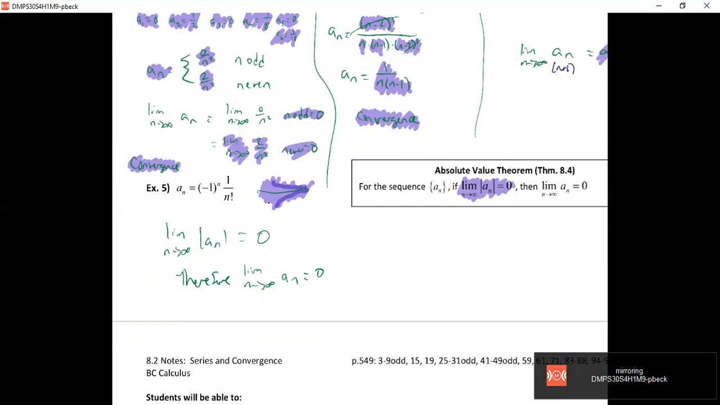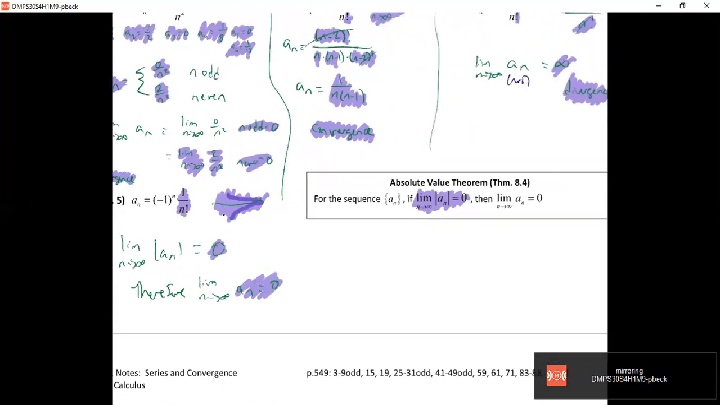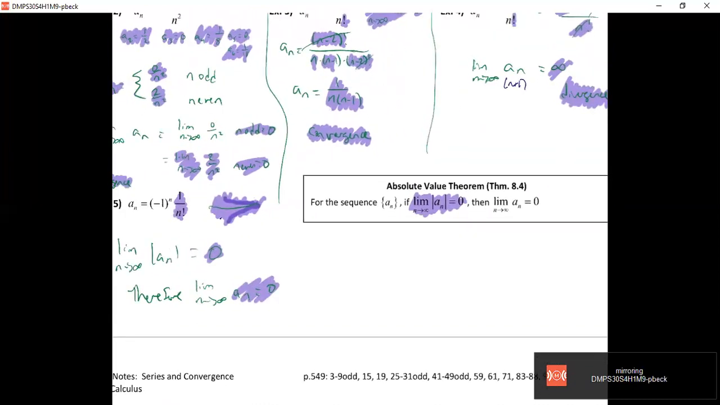We could just figure out what is the limit of the dominant function that's occurring, 1 over n squared. So 1 over infinity, in essence, is going to be a 0. So our overall limit is 0. And that's, again, the absolute value theorem, that if the limit of the absolute value is 0, then the limit of the overall rule is 0 as well.